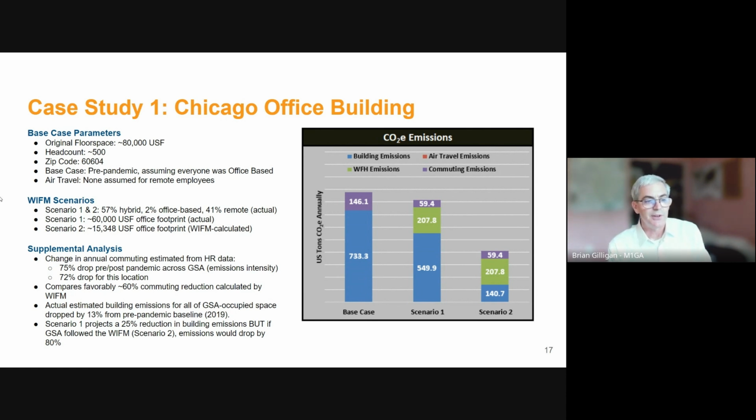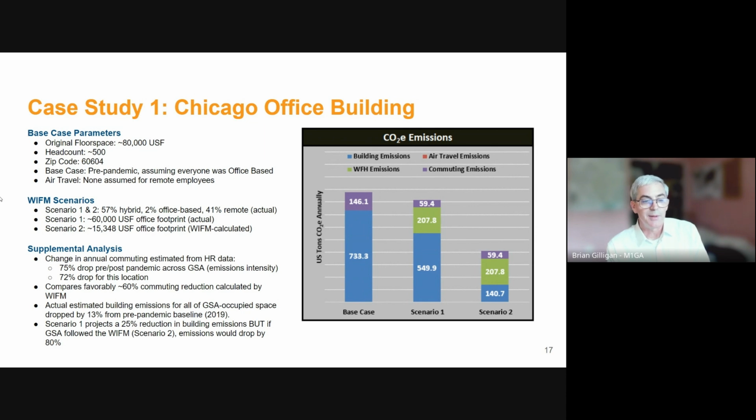So change in annual commuting emissions from this HR data, home duty station, and number of days that you're coming into the office, we saw actually a 75% drop pre-post pandemic across GSA and 72% for this location. So 72% to 75% reduction in emissions from commuting. And the WIFM was estimating it should be somewhere around 60%. So it's fairly good for a rough order of magnitude tool.